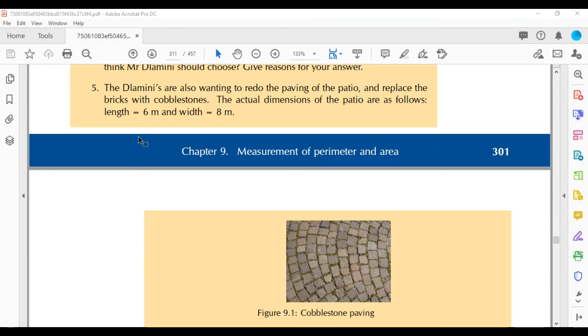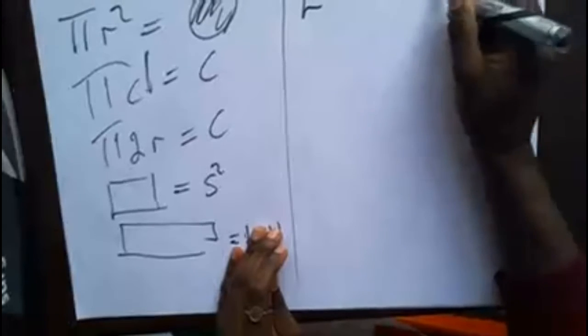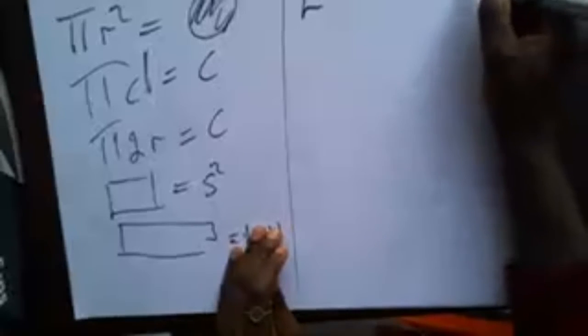Whenever I have dimensions, I usually quickly want to write them down. It's a good idea, if you are in an examination and you are given any dimensions, to just write them down. It will save you time going back to the question and reading it again and again. Whenever you have dimensions, just write them down.